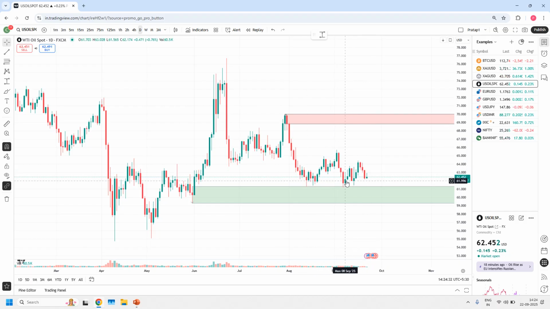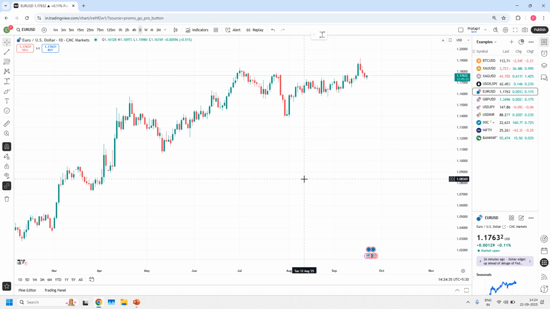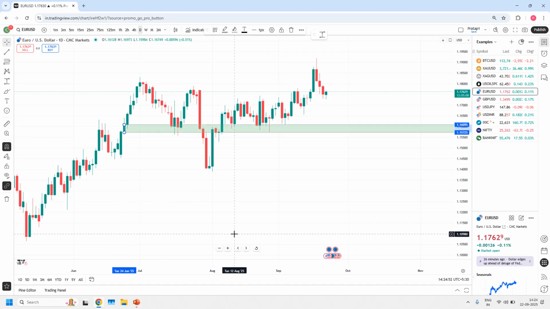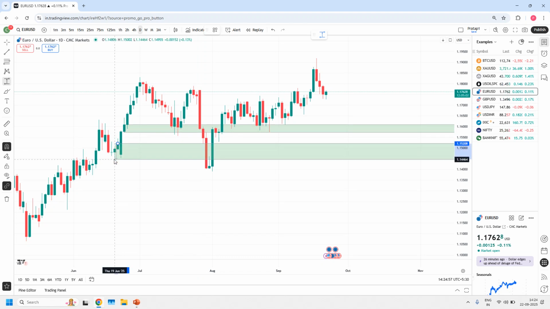Okay, now let us look into Forex charts. First, Euro and US dollar. This is the Euro and US dollar chart. Here you see rally base rally. And here you have another drop base rally. And below, again you have one more drop base rally.